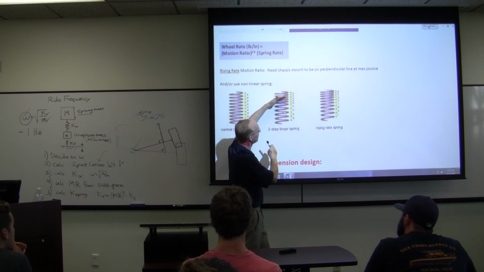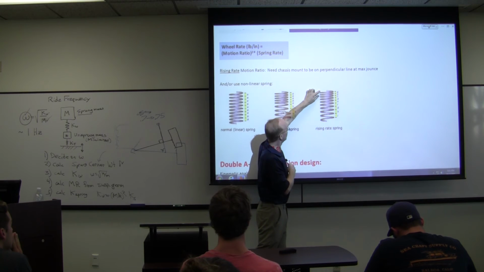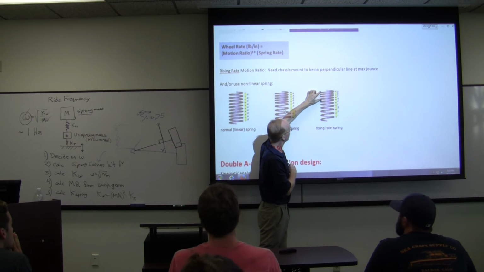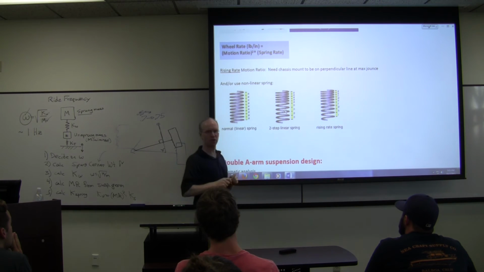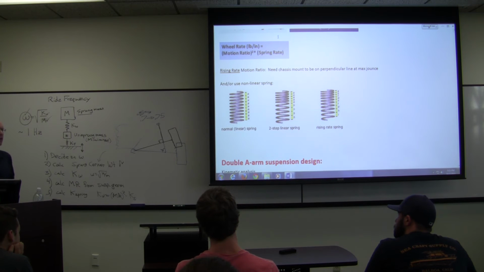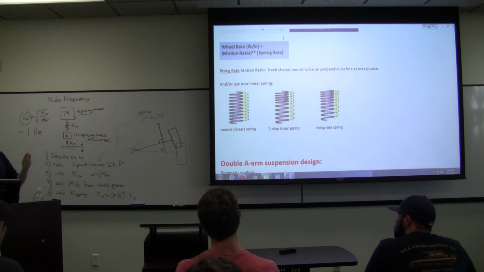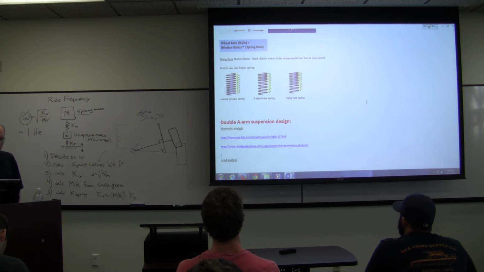And then the next level is, why don't we do this progressively? So that first one compresses solid, then the next, then the next. So this one gets stiffer as you go. So those springs are nifty. I think they're used in motocross a lot, but of course they're more expensive. So that's the wheel rate.